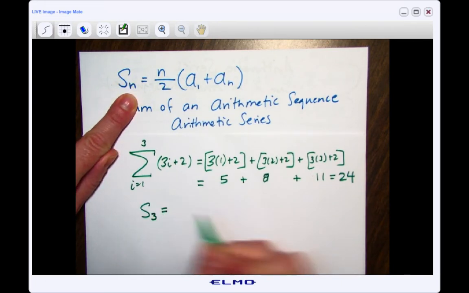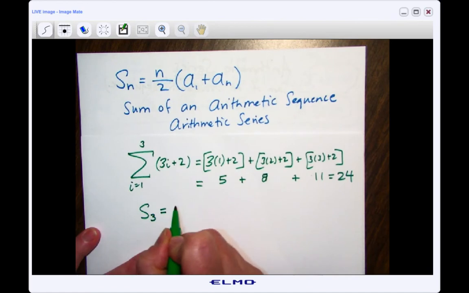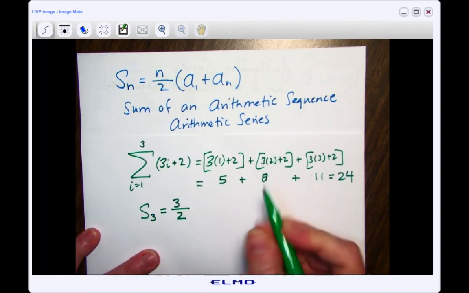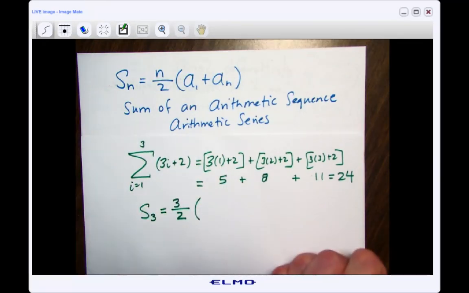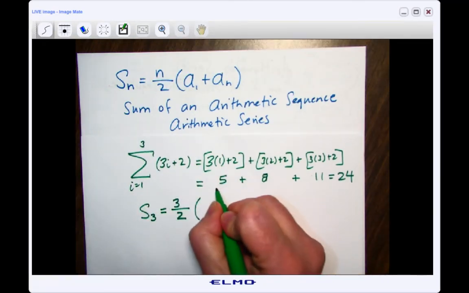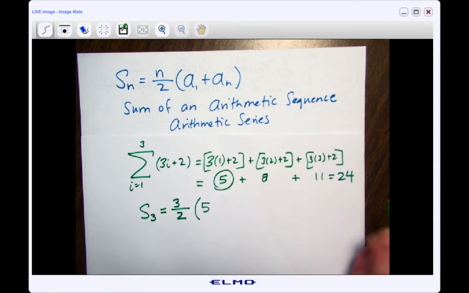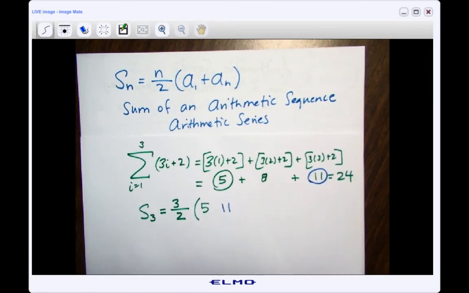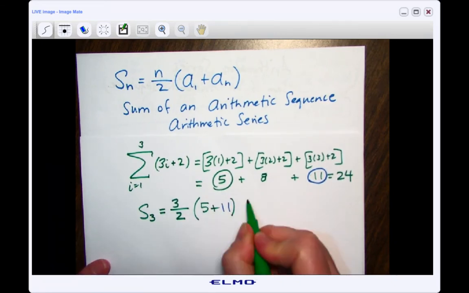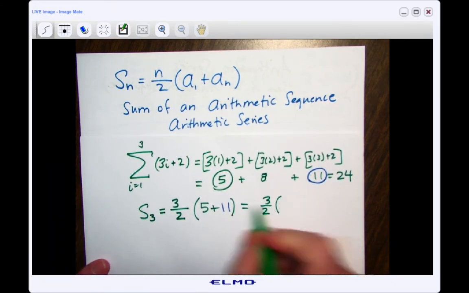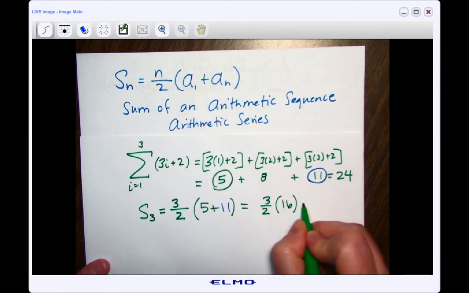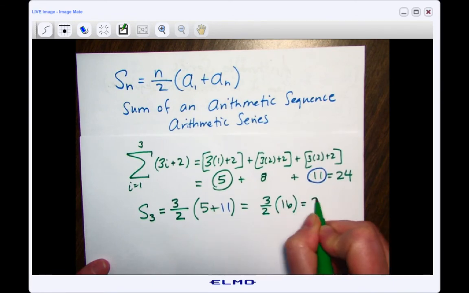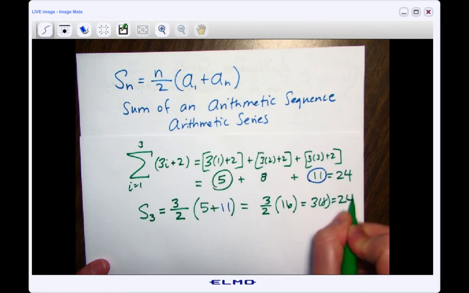to the third term is the number of terms. So we're doing 3. I'm going to divide that by 2. And our first term, so what did I need to know to be able to figure this one out? I needed to know the first term, which happened to be a 5. And I needed to know a sub n, or a sub 3 in this case, which is an 11, and add them together. So this is going to be 3 over 2 times 16, or in other words, 16 divided by 2 is 8, so 3 times 8, or 24.